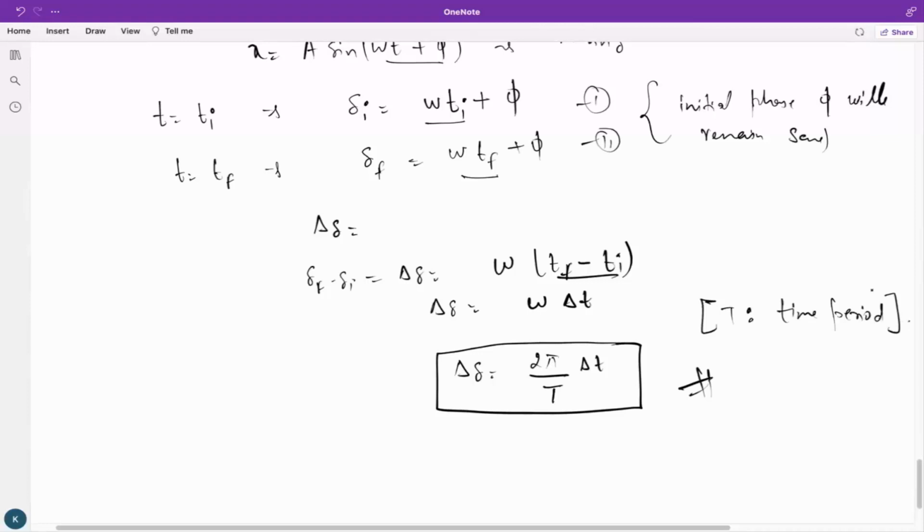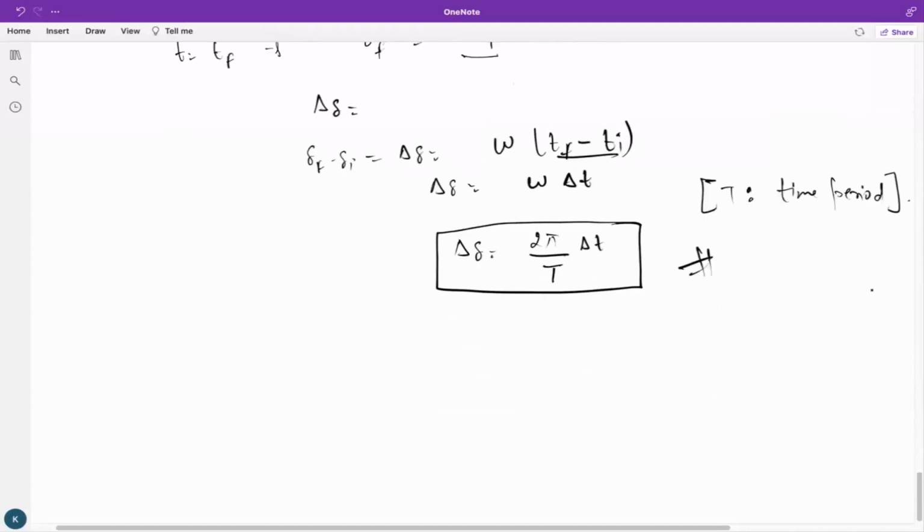So it is actually equal to 2 pi by time period into delta t. Right. I hope it will be clear to all of you what I'm trying to say. Okay. Let's take one example. This is actually the whole concept of the phase, right? Important concept.